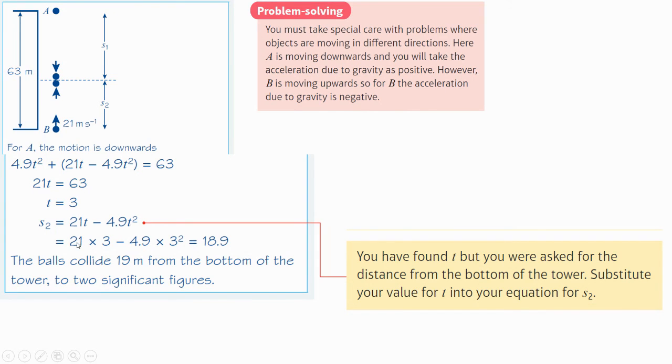And then if you figure out distance S2, now the reason we're looking for distance S2 is because the question is asking how far from the bottom of the tower. So put back into 21t minus 4.9t squared, t equaling 3, you're going to get 18.9, which you can leave as 18.9, or you can round it to significant figures, depends what the question's asking for, but if you can, I think it's best to put an accurate answer. And you're going to get how far it collides from the bottom of the tower.